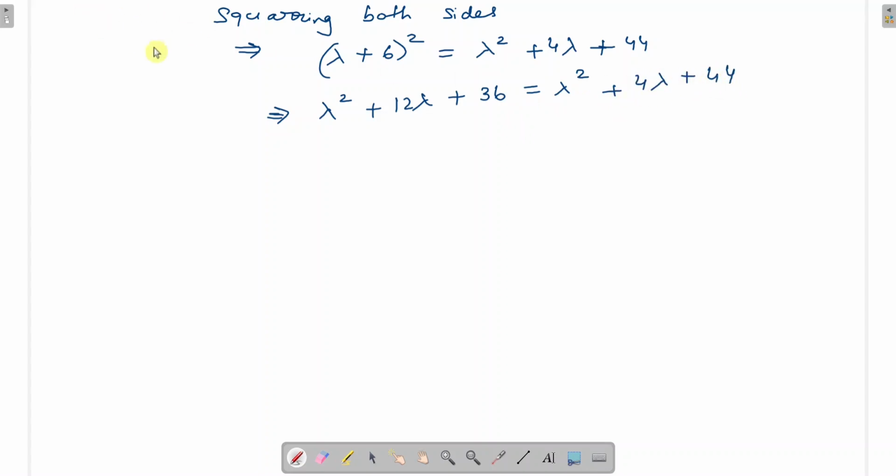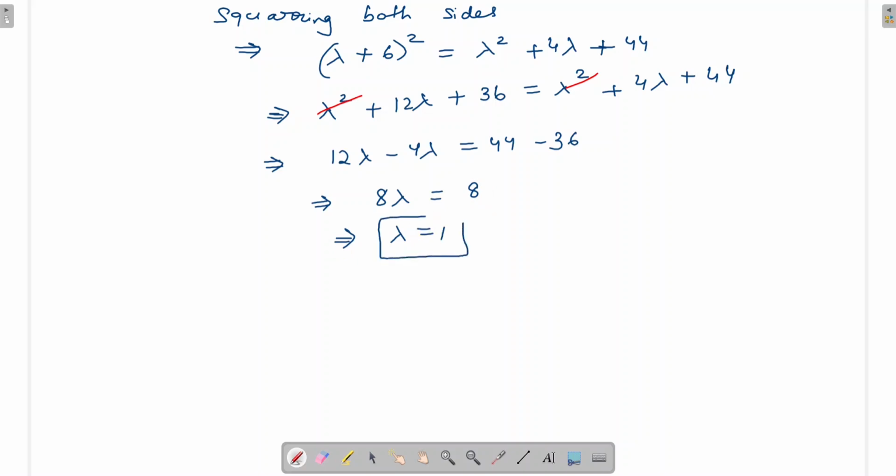Okay, so lambda square and lambda square will get cancelled here. So that means what we will get is 12 lambda minus 4 lambda equal to 44 minus 36. So that means 8 lambda equal to 8. So that means lambda is equal to 1, right? So this is the value of lambda that we get. Okay, so we have solved problem 13.